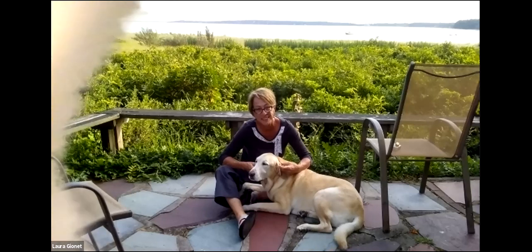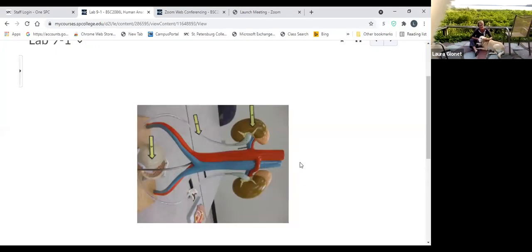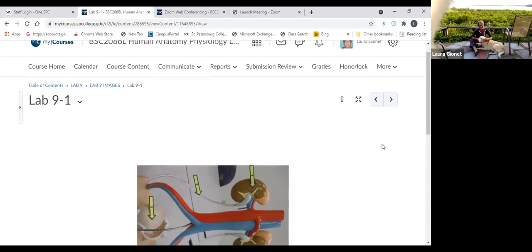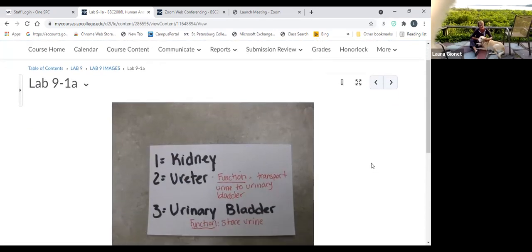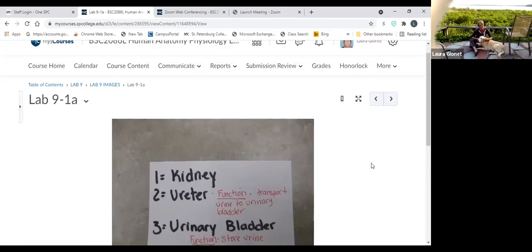Okay, so we're going to look at anatomy. Here we have, sideways of course, the kidneys, ureters, and the bladder. You should be able to distinguish between a right and left kidney. How do you do that? The easiest way is that the inferior vena cava is always on the right-hand side and your aorta is on the left-hand side. All right, so here we have a kidney, and the ureter functions to transport urine to the bladder.